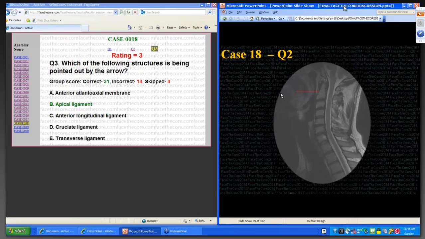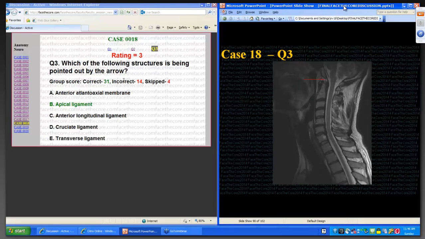And then the last question we talked about before, which of the following structures is being pointed out by this arrow? So here's that apical ligament running from the tip of the dens to the base of the clivus there. So that's the apical ligament.